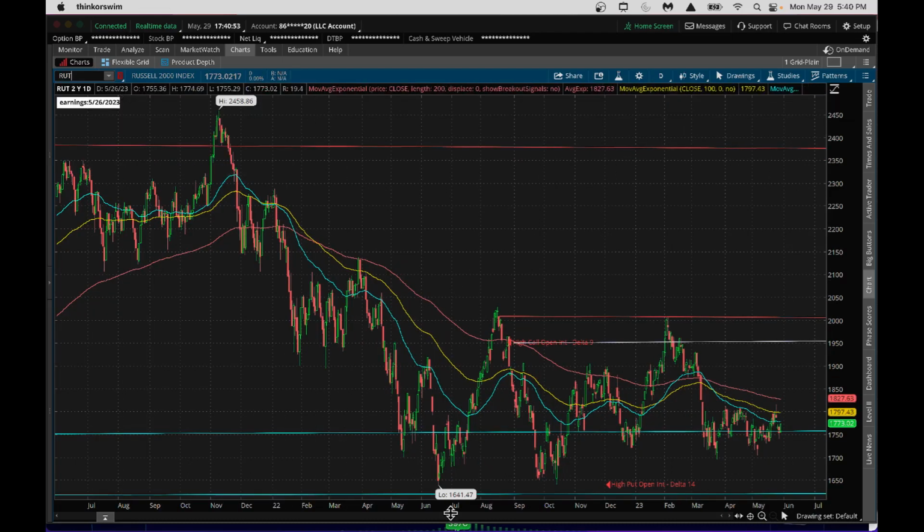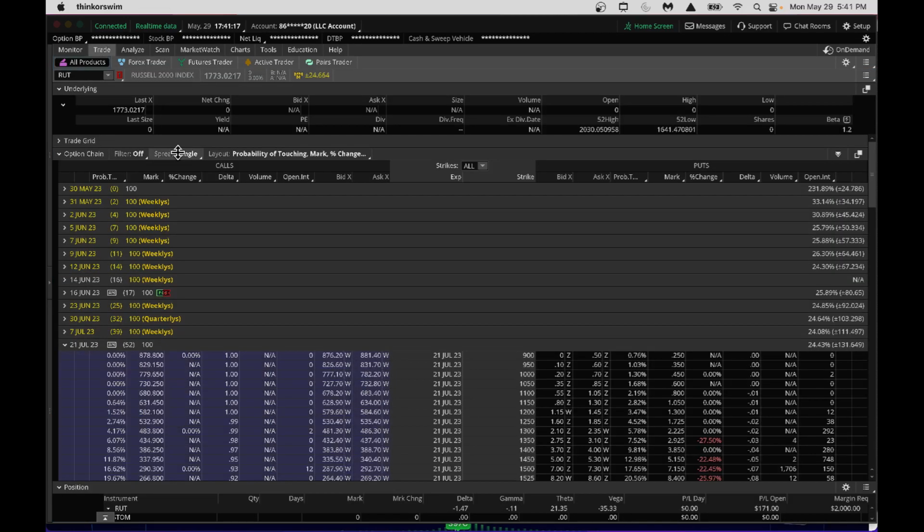There you go. Look what's going on in the Russell here. We got resistance level at the top, as you can see here, and we got support level at the bottom, and we got delta 14. This is a good level to sell a put option. This is your short leg. This is the leg that you're selling. So with that, we'll go back to the trade tab here to Russell 2000.